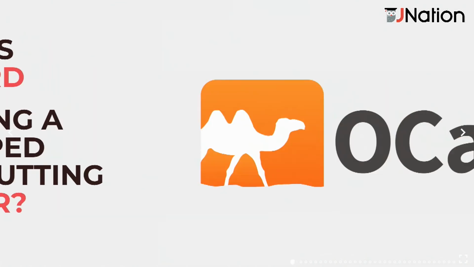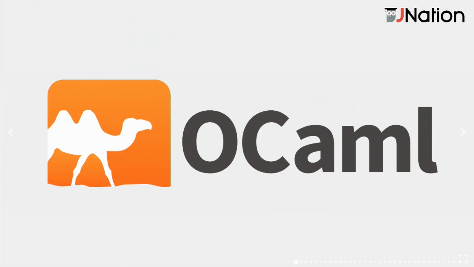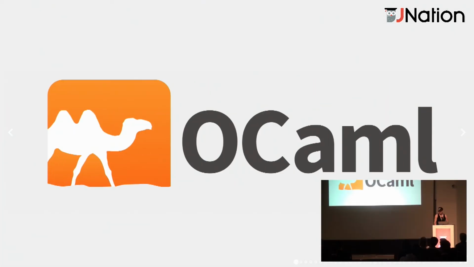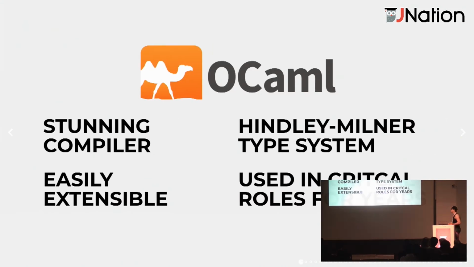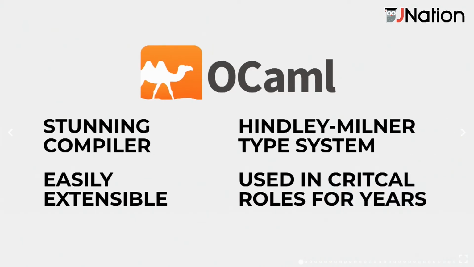So how about OCaml? Yeah, it's 20 years old, and it's a systems language, but it's great. It's got a camel. Camels are cute. TS doesn't have any animals. So, it's got a sick compiler. It's very, very, very quick. It's very easily extensible because there's a multi-step compiler. So we can put our stuff around it. It's got the Hindley-Milner type system, which is a structural type system, different from the class instance style you find in classical OOP. And it's been used in Critical Role for years.